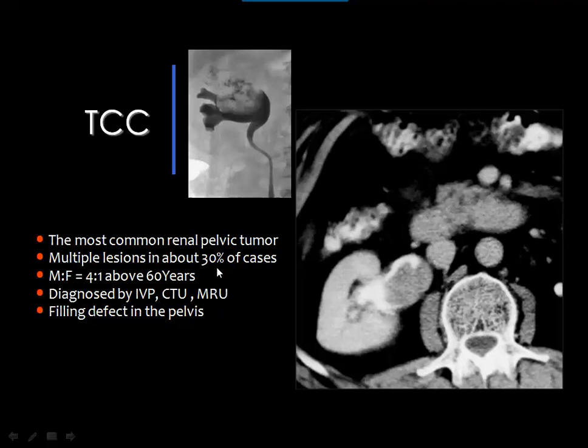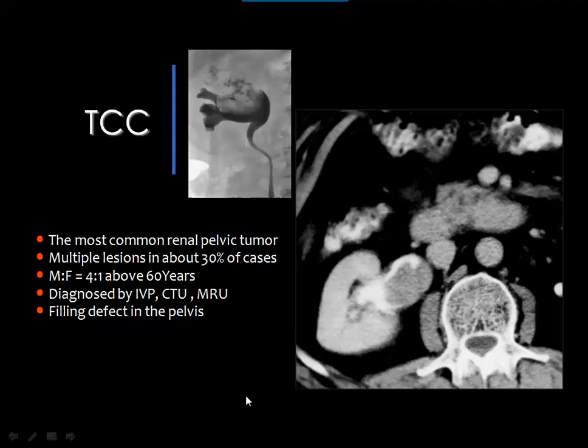So whenever you are diagnosing a urothelial tumor in the renal pelvis, look carefully at the ureter and the urinary bladder and the opposite kidney for multiplicity. The incidence is 4 to 1 in male versus female, and it is usually in the old age.